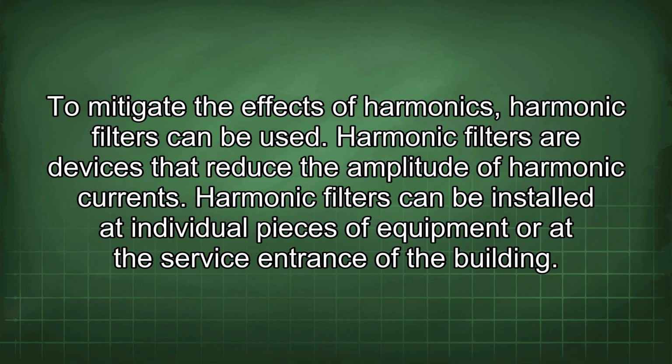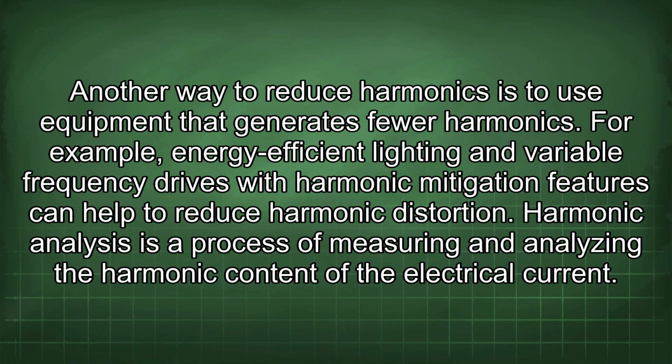Harmonic filters are devices that reduce the amplitude of harmonic currents. Harmonic filters can be installed at individual pieces of equipment or at the service entrance of the building. Another way to reduce harmonics is to use equipment that generates fewer harmonics. For example, energy-efficient lighting and variable frequency drives with harmonic mitigation features can help to reduce harmonic distortion.